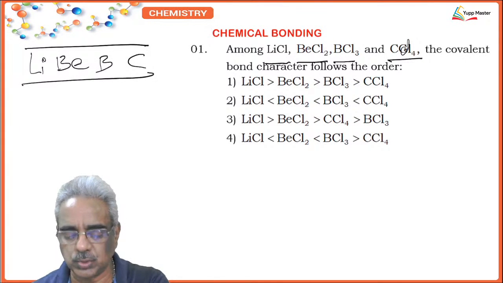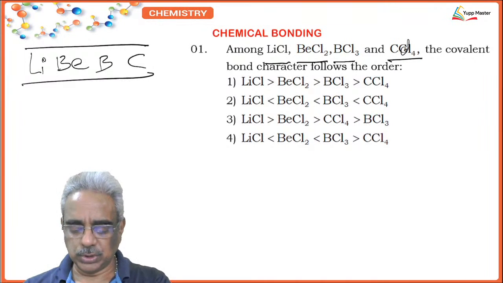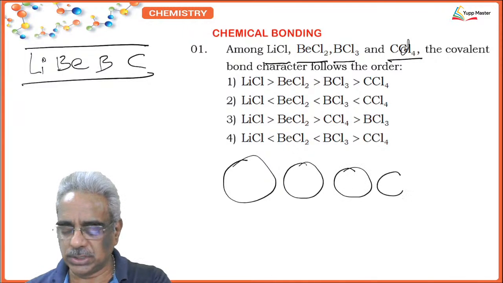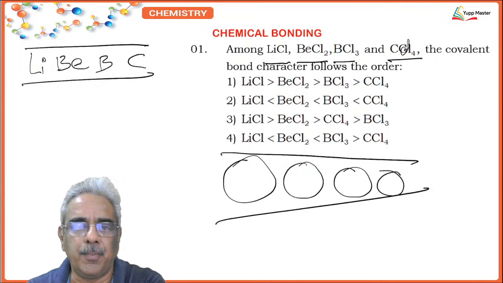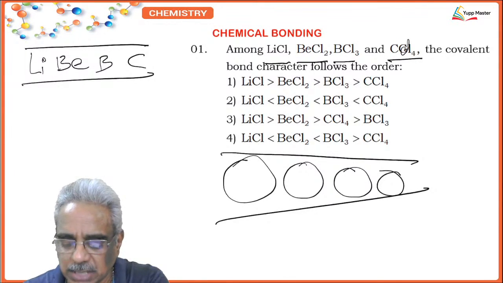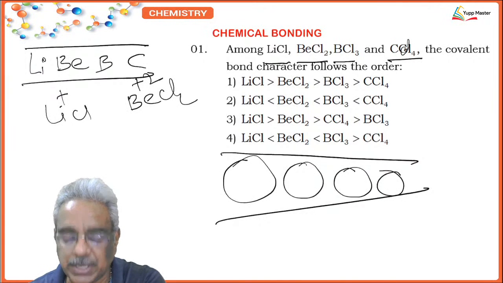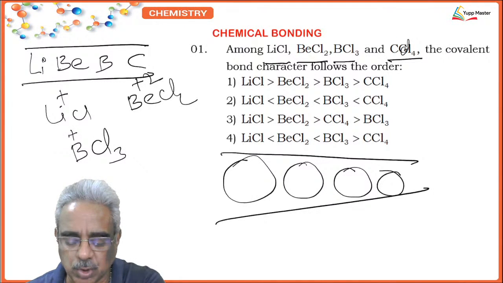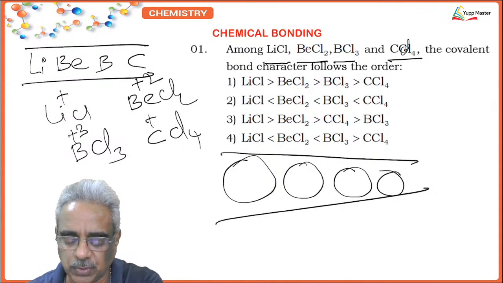All the four belong to one period. You are moving from left to right. Of course, as we all know, atomic size gradually decreases as you move from left to right. So lithium, beryllium, boron, carbon. Now you can assign some charges. Lithium chloride has lithium plus, beryllium chloride has beryllium plus 2, assuming it's ionic, and for boron chloride, if you try to assign some charge to boron, you can give plus 3. If you want to assign some charge to carbon, you can give plus 4.